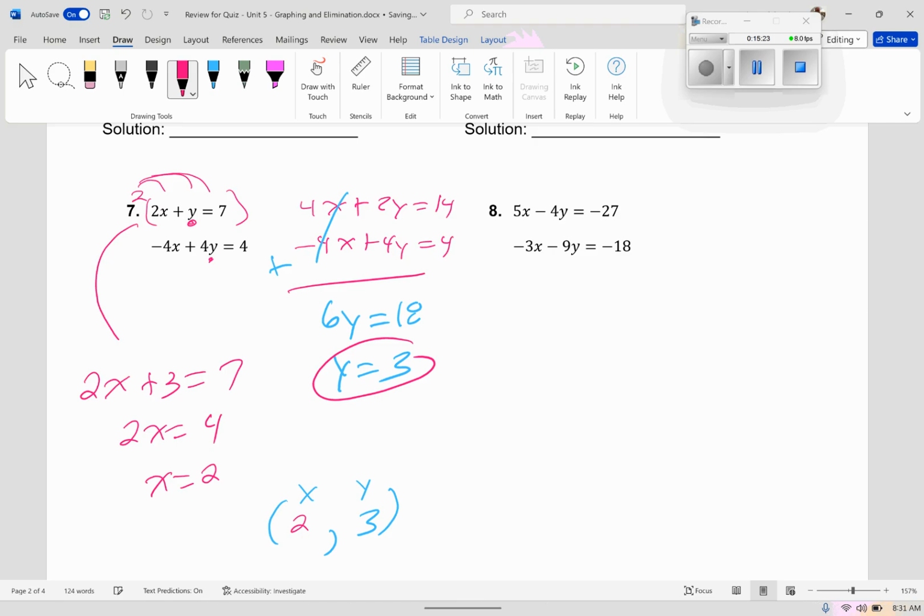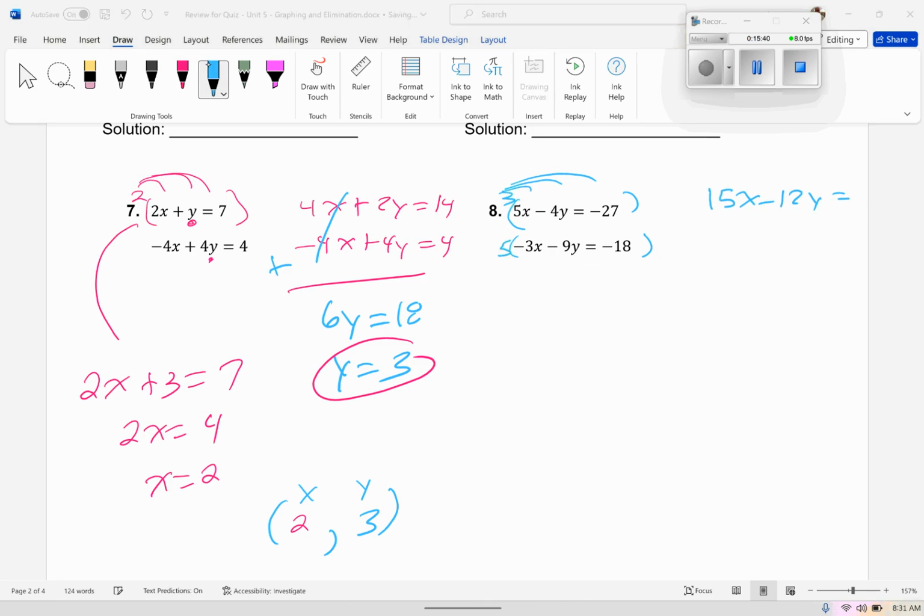The next problem, boy, what should we get rid of? Let's try and get rid of the x's. So I want the x's to be the same value. I'm going to multiply this whole bottom equation by 5 and the whole top equation by 3, and that's going to give me a 15x distributed all the way across. So 15x minus 12y equals 3 times negative 27, which gives me negative 81.